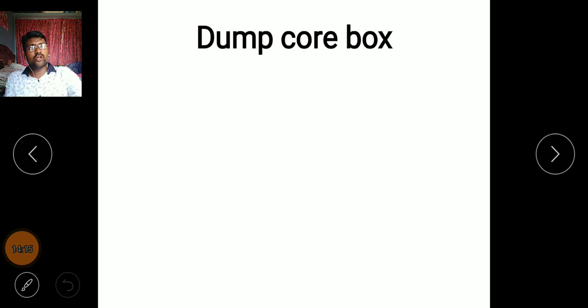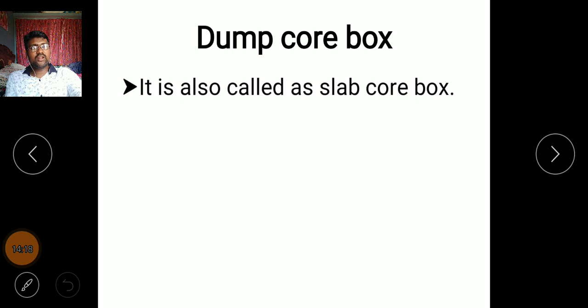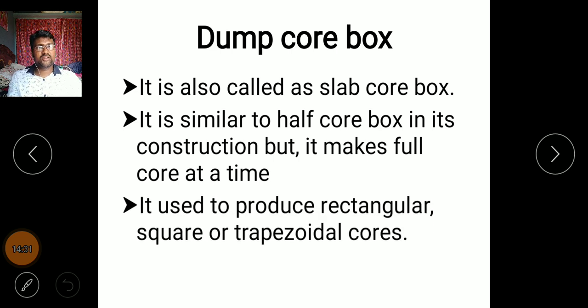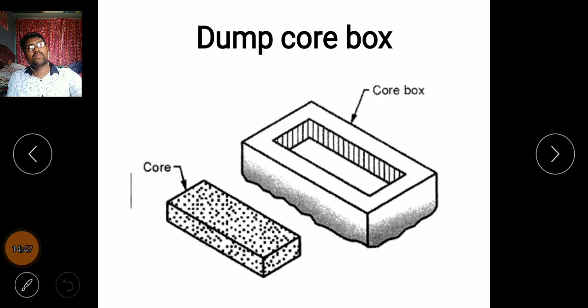Next, dump core box. It is also called a slab core box. It is similar to the half core box in its construction, but it makes the full core at a single time. As in the previous case, for a cylindrical core we have to prepare two times, but in the case of the dump core box we prepare at one time. It is used to produce rectangular, square or trapezoidal cores only.